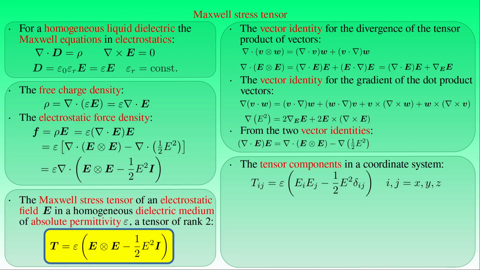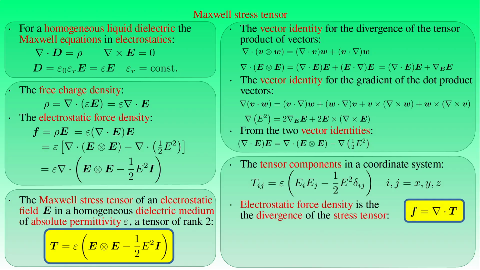As a result, we can express the electrostatic force density F exerted on a dielectric medium by an electrostatic field as the divergence of the Maxwell stress tensor of the field in that medium. Then the electrostatic force F acting on the insulating material, given by the volume integral of the force density over the volume V occupied by the material, is equal to the volume integral of the divergence of the Maxwell stress tensor of the field in the material.